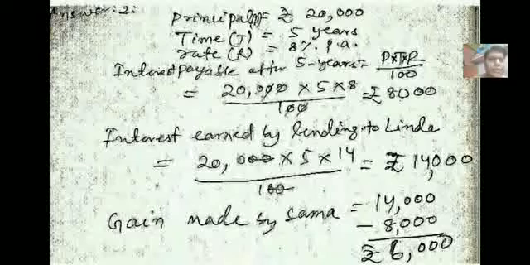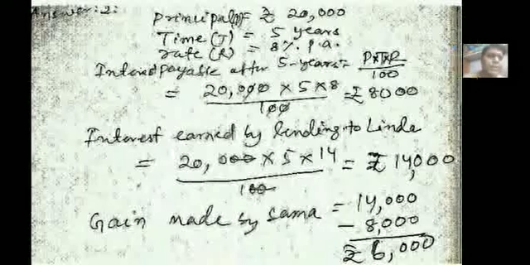So the gain on this activity by Sama is equal to 14,000 minus 8,000, because the interest he pays after 5 years is 8,000, and the interest he earned by lending is 14,000. So 14,000 minus 8,000, that is 6,000, the profit earned by Sama.